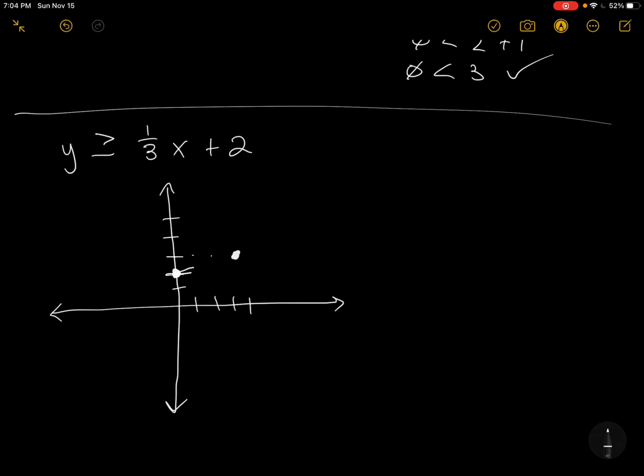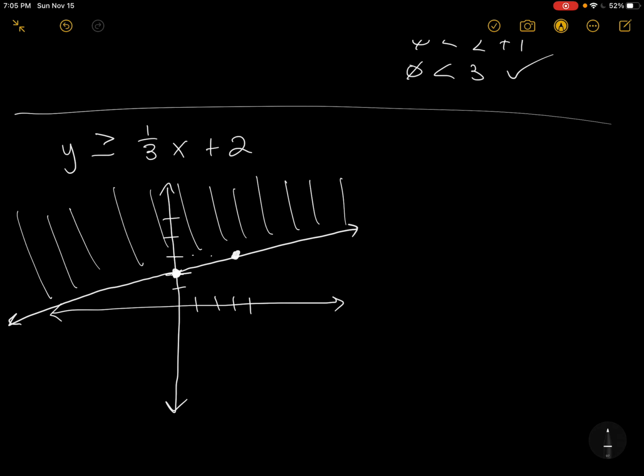Okay, and so this inequality can equal the line, so I'm going to make a solid line. And I'll talk about what happens when it doesn't equal later. Right, so because it's y is greater than or equal to, the line is solid. Greater than, what area is it, above or below the line, that's going to make y greater than 1/3 x plus 2? Greater than means you shade above the line. Okay?